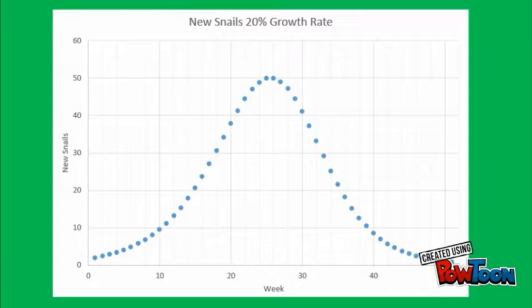Charting out this growth rate per year, they create this scatter plot of the number of new snails they will gain each week. The total number of new snails peaks around week 26 and then decreases through the rest of the year.